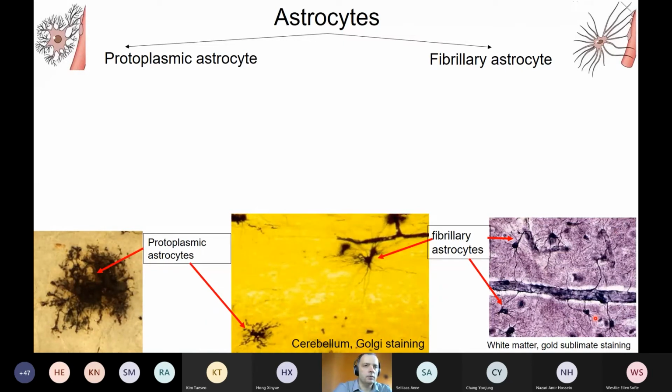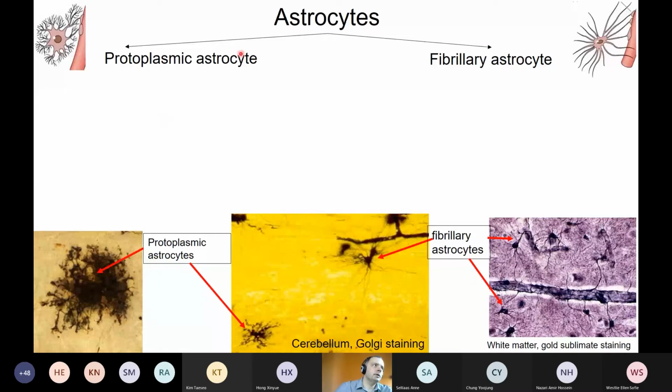You will study this slide, and there you can compare the protoplasmic and the fibrous astrocyte in the same preparation. Also, you can see the same cells with Golgi staining in other slides, in the cerebellum, for instance, or in the cortex slides from the cerebrum soon.